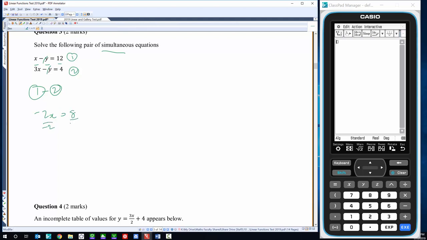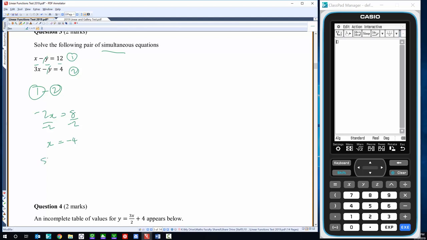Divide by -2, divide by -2, x equals -4. Right, many of you stopped at this point, and so just remember that simultaneous equations have two solutions, okay, or a coordinate set, an x value and a y value.